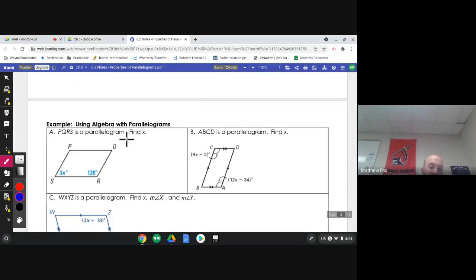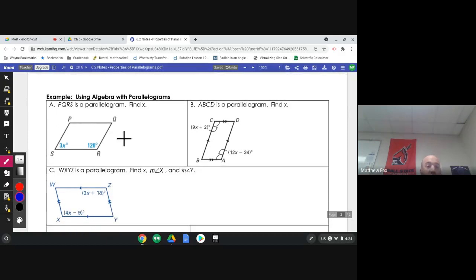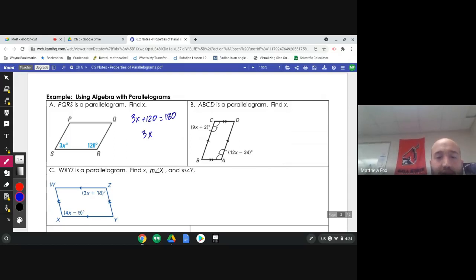Now, on the next set, same thing, except now we've got some algebra involved. Not much more difficult. Hopefully you remember these two are consecutive angles, so they add up to 180. So we're going to do 3x plus 120 equals 180. Subtract 120, we're left with 3x equals 60. We divide, we get x equals 20.